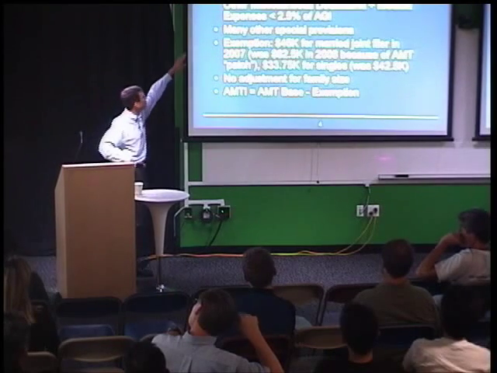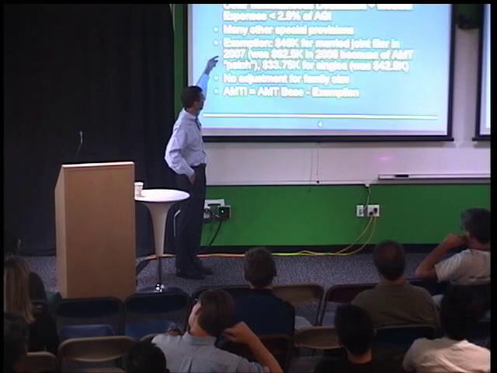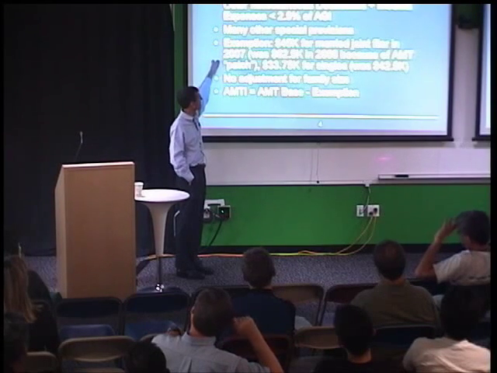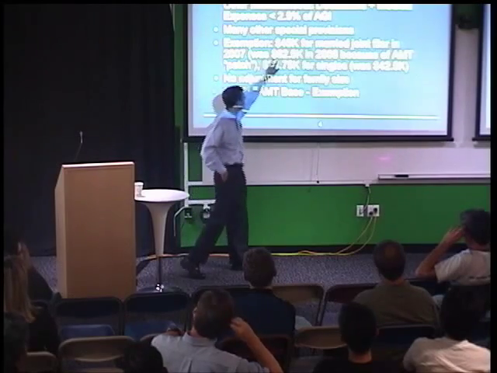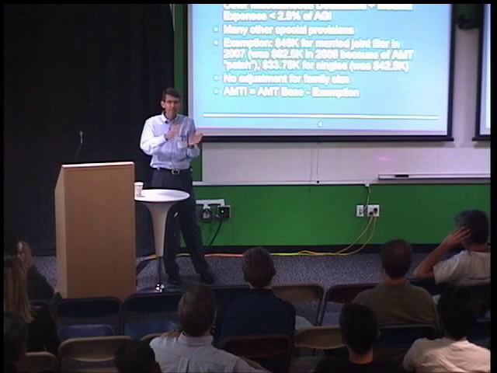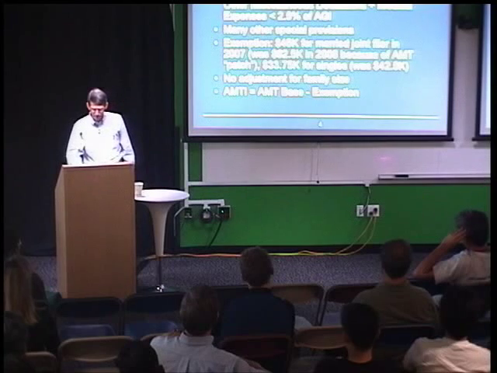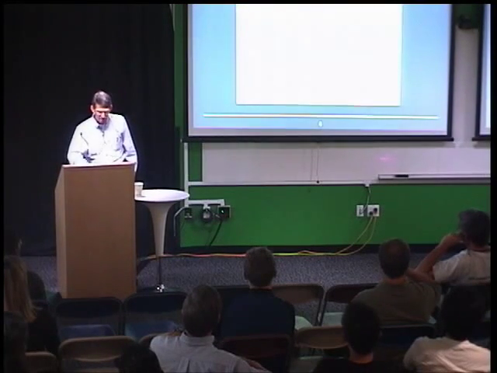Okay? Once you've figured out what your alternative minimum taxable income is, you then subtract an exemption. Okay? And the exemption is currently $45,000 for married joint filers and $33,750 for singles. Okay? But, and here's the part of what Congress was doing in the previous years, in 2006, Congress bumped this up to $62,500 and to $42,500. And that bump is enough to take 25 million people out of the range where the AMT is greater than the regular tax.